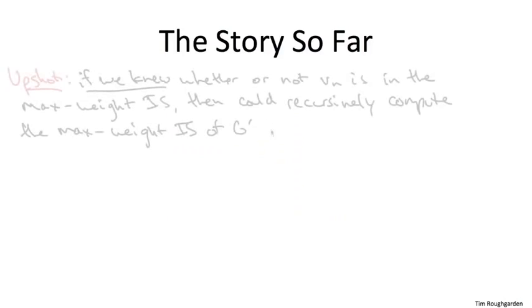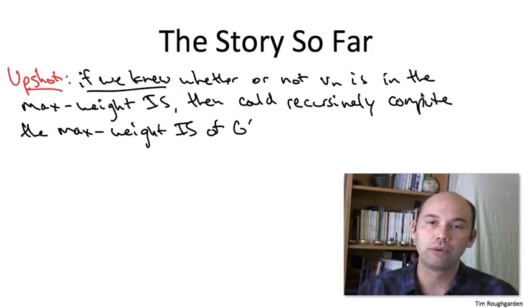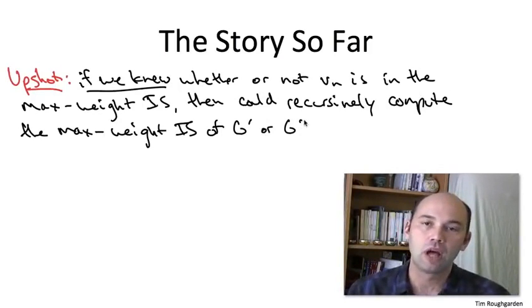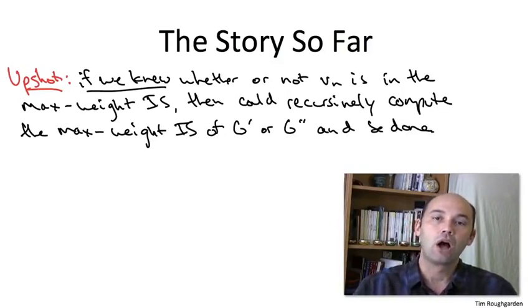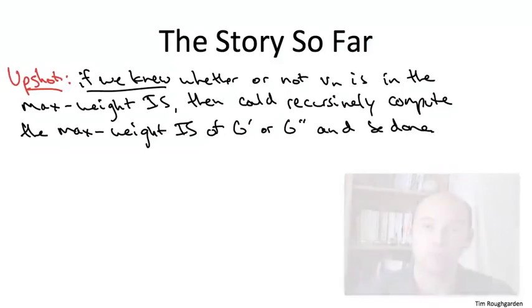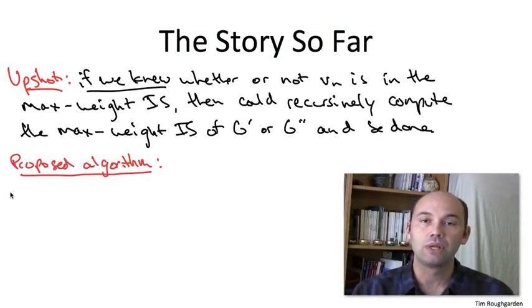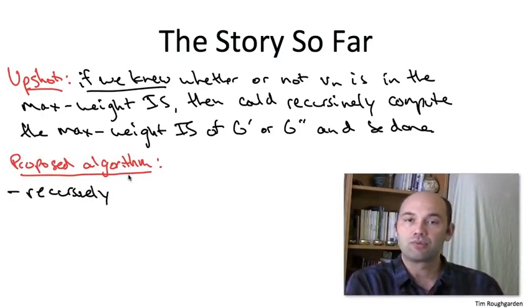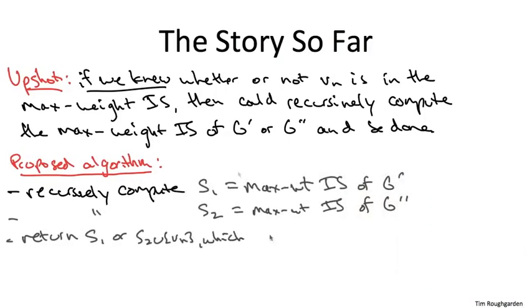Ergo, if a little birdie told us which of these two cases we were in, we could recursively compute the optimal solution of either G prime or G double prime as appropriate and be done. If we recurse on G prime, we just return the result. If we recurse on G double prime, we augment it by V sub n and return the result. Now, there is no little birdie. We don't know which of the two cases we're in, so we concluded the previous video by proposing just trying both cases. So let's write down what that proposed algorithm would look like before we take a step back and critique it.